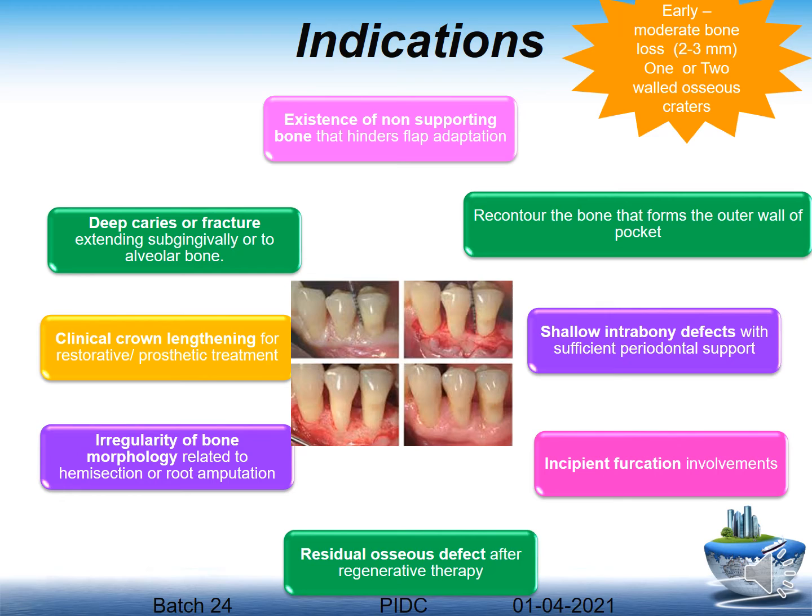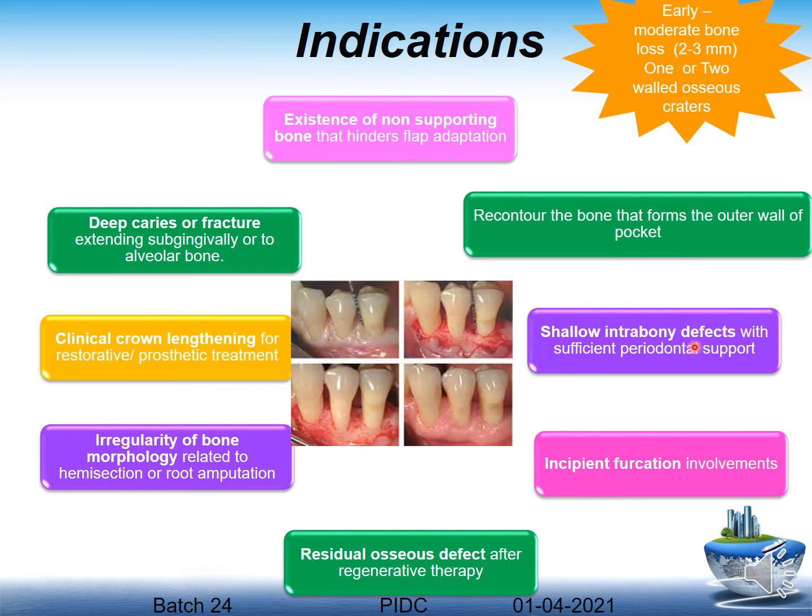So coming on to its indications, the main indications for resective osseous surgery would include early to moderate bone loss of 2 to 3 mm. Mainly it could be either one-wall or two-wall defects or osseous craters. So these are the main indications. Apart from this, where there is any non-supporting bone that hinders the flap adaptation, you can do resective osseous surgery so that you remove this non-supporting bone and recontour the bone that forms the outer wall of the pocket.